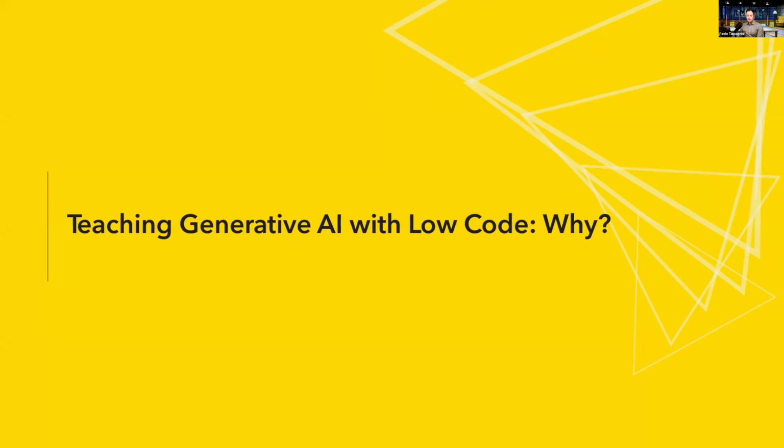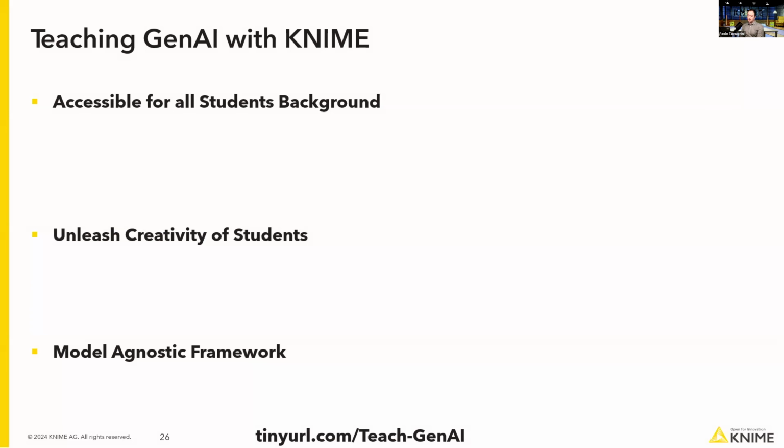All right, let's move on to the topic of this session. Some context was needed, but let's focus on teaching generative AI with low code and why that would be of interest for your class. Let's focus on maybe three topics: accessibility for all student backgrounds, which is a big topic; the creativity of your students by using this technology, which is something fun to think of; and also the fact that KNIME offers you a model agnostic framework.